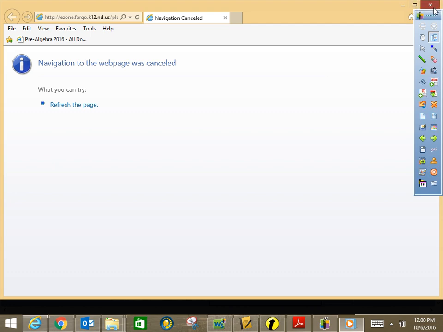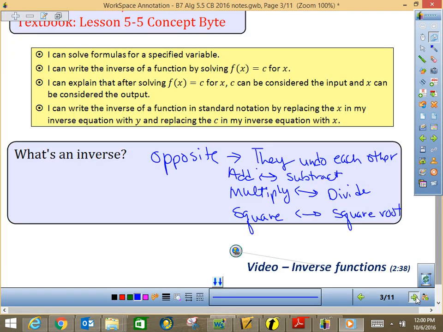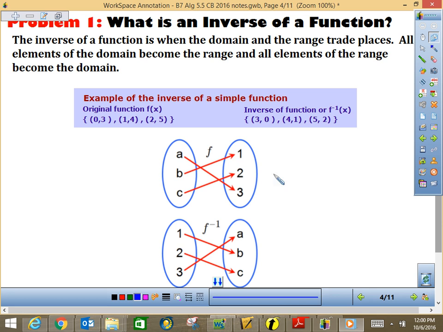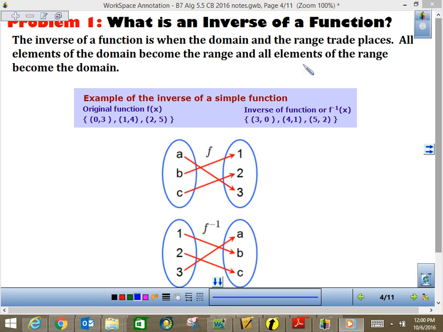So if we are looking at this, this is really important as we start looking at this. So what is an inverse function? An inverse function is when the domain and the range trade places. All elements of the domain become part of the range, and all elements of the range become the domain.